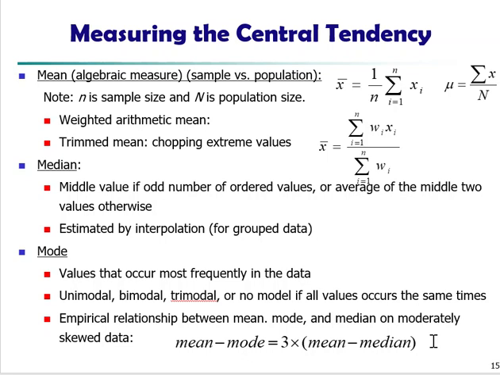When you have a very large data set, sorting everything out and then getting the median is costly. That you can use once you know any two of those, then you can estimate the third one.